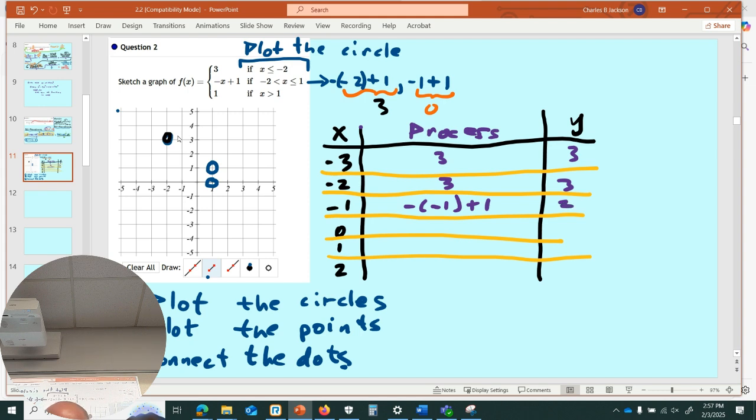When x is 0, we have negative 0 plus 1, which is 1. When x is 1, we're still in the middle rule because that little equal sign is there. Negative 1 plus 1 is 0, right? And when x is 2, 2 is greater than 1, so the output is 1. Then we just plot all these points.